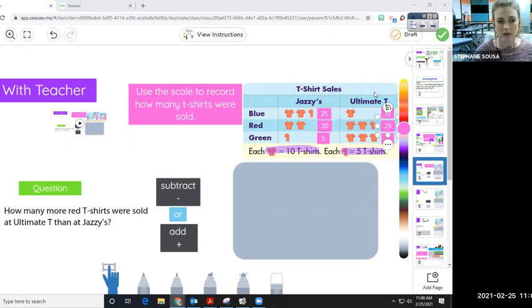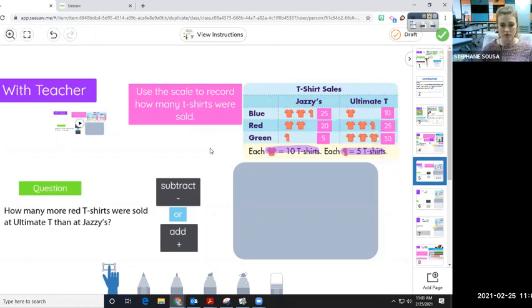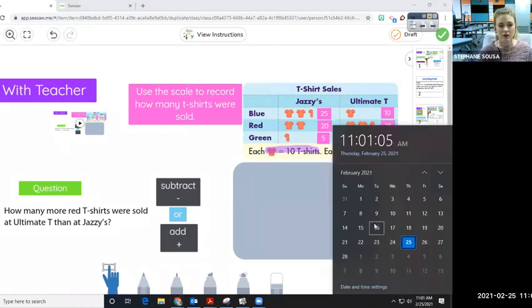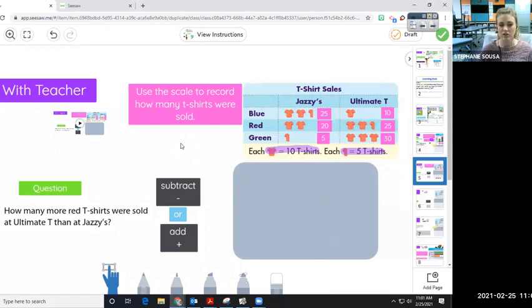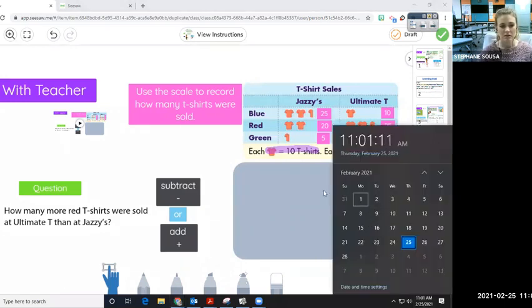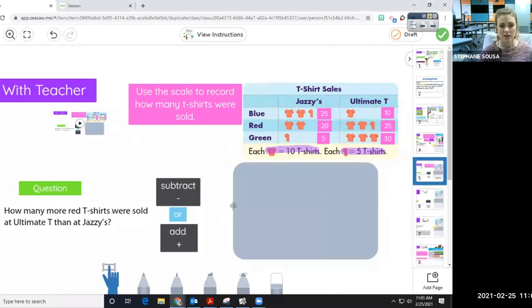And then let's take a look at the green shirts at the Ultimate Tee shirt shop. Green is 10, 20, 30. 3 full t-shirts. That means we count by 10 3 times. 30 t-shirts. Oh my gosh, it is already 11:01 and we haven't even finished yet. We've been at it for 2 minutes and 57 seconds. Let's keep going.